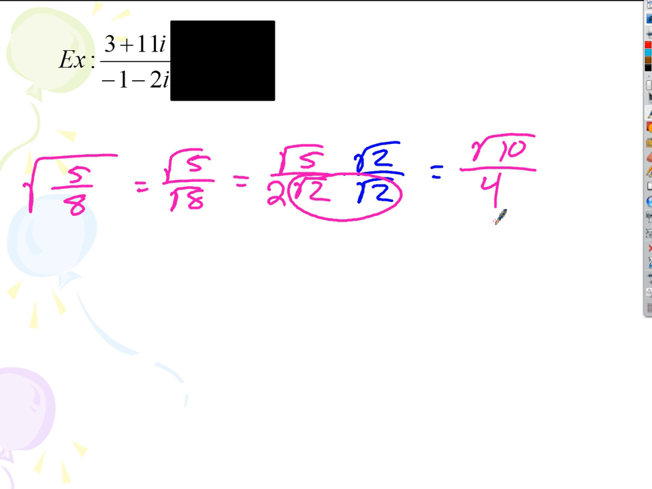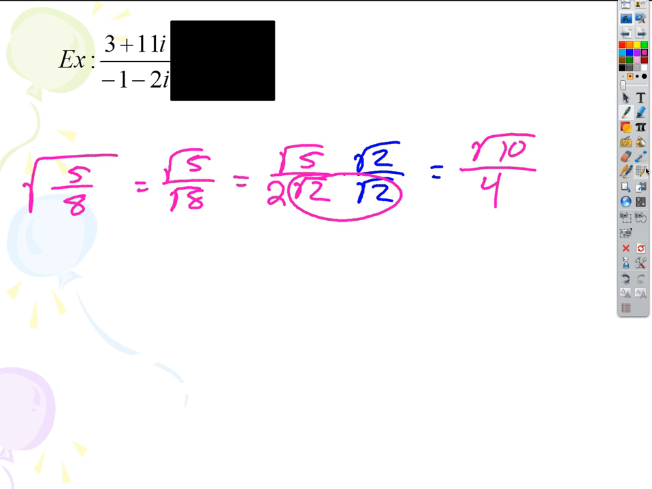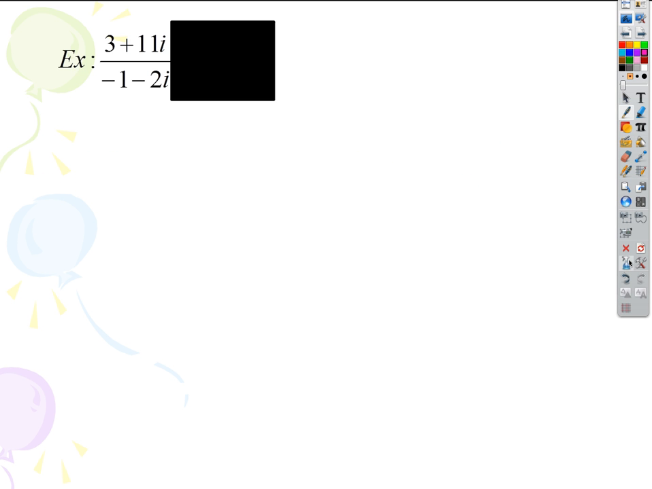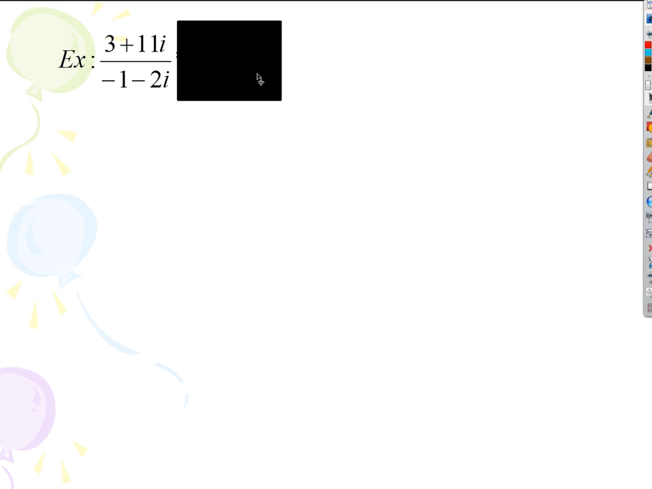So we had a strategy. If we had a radical stuck on the bottom, our strategy was to multiply top and bottom by that radical. Well, a similar thing is true for complex numbers. Same kind of rule, anyway. If we have an i on the bottom of our fraction, we have to get rid of that. We don't want i's in the bottom. So our strategy is we're going to multiply top and bottom, not by the complex number itself, but by its conjugate. Now, what does that mean?